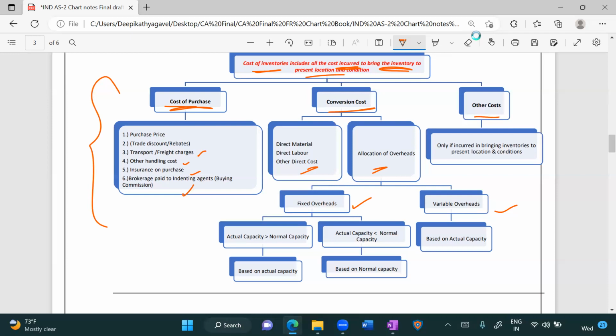Then comes the other cost. What are the other costs? The standard says any other directly attributable costs which are incurred to bring the inventory to its present condition and location have to be included in the cost of inventory. Any other directly attributable costs incurred to bring the inventory to its present condition and location, all those costs need to be added.